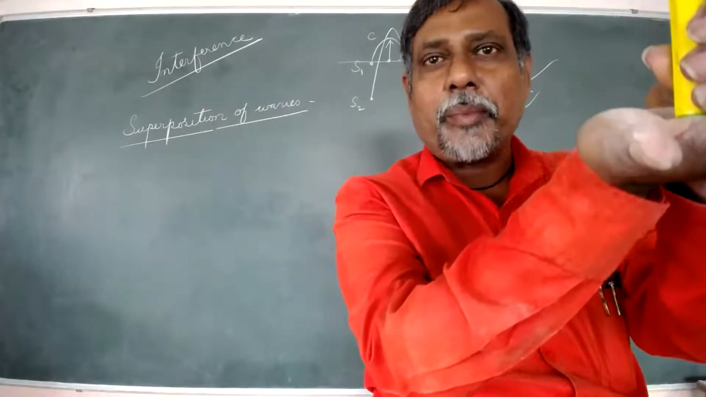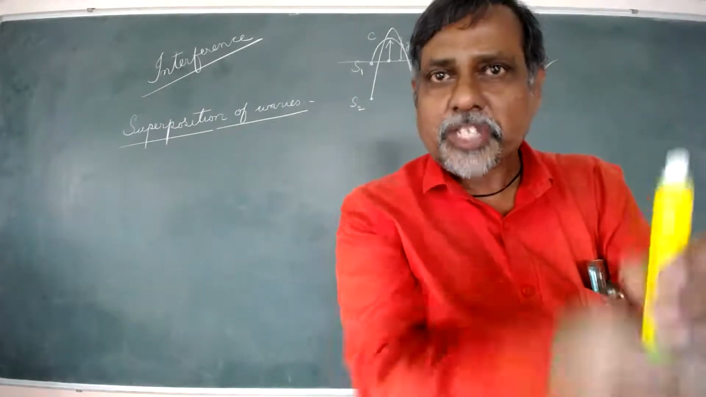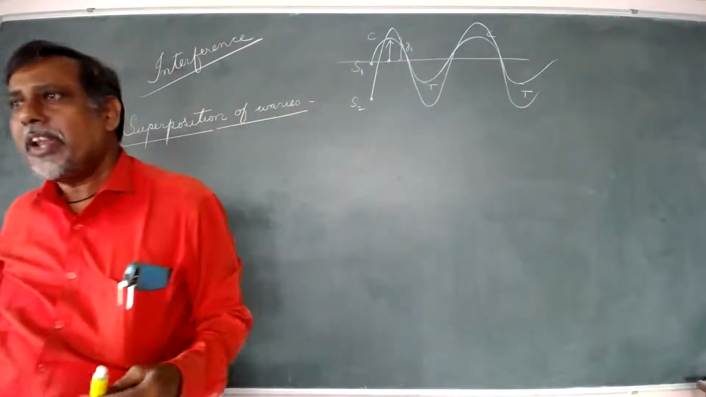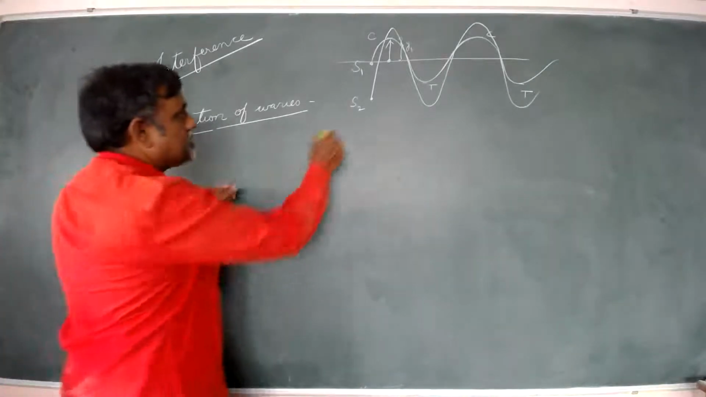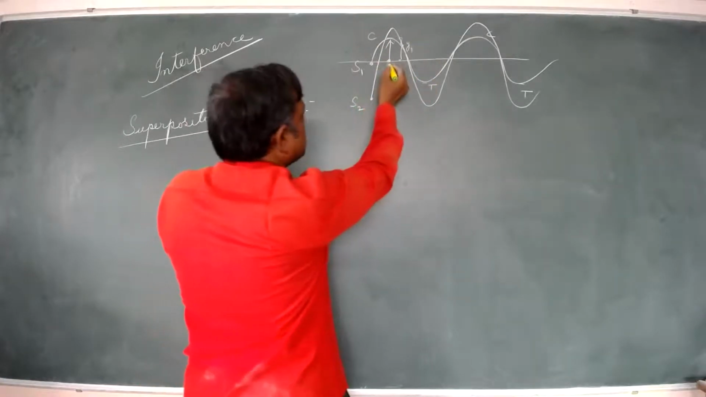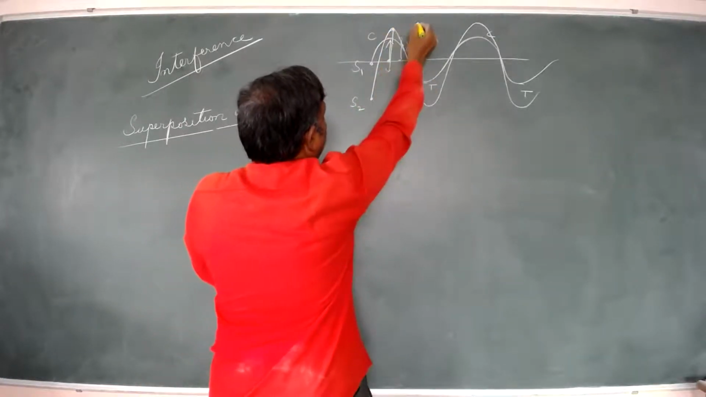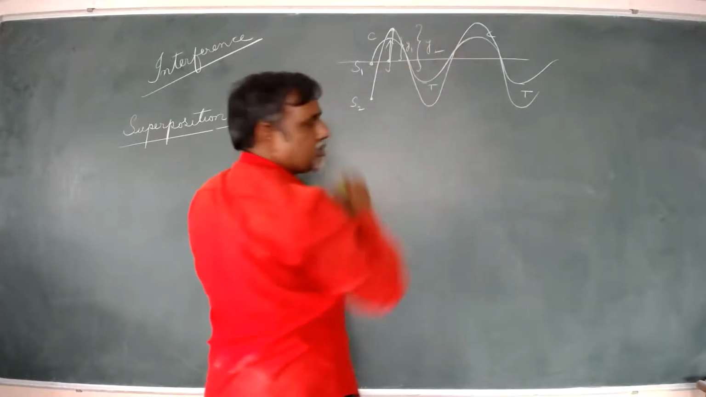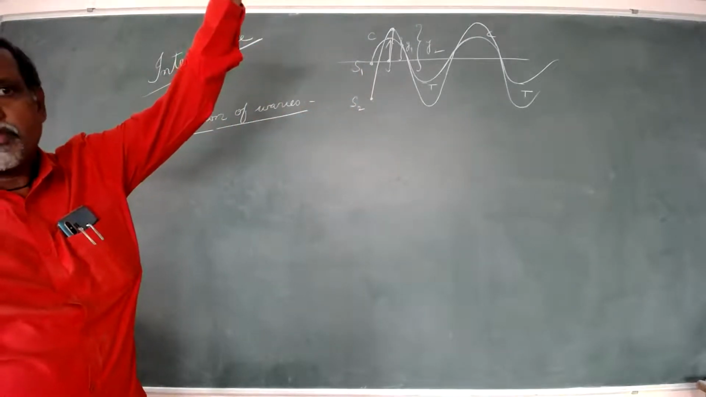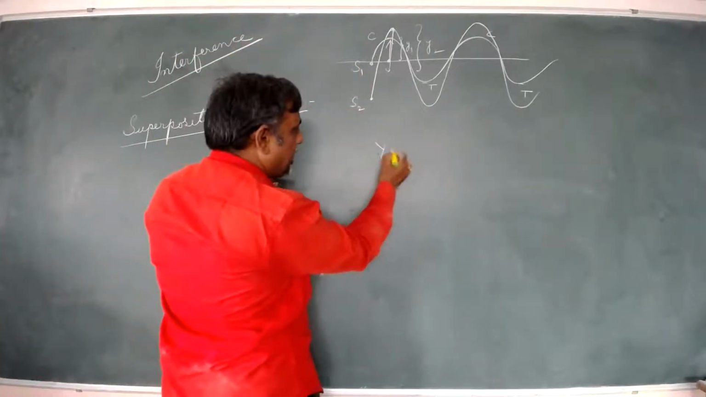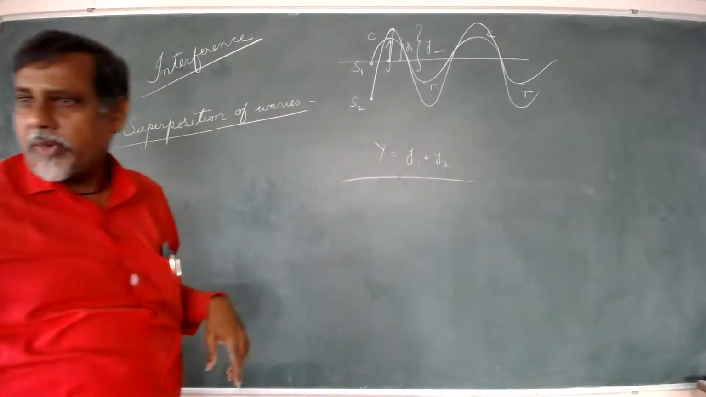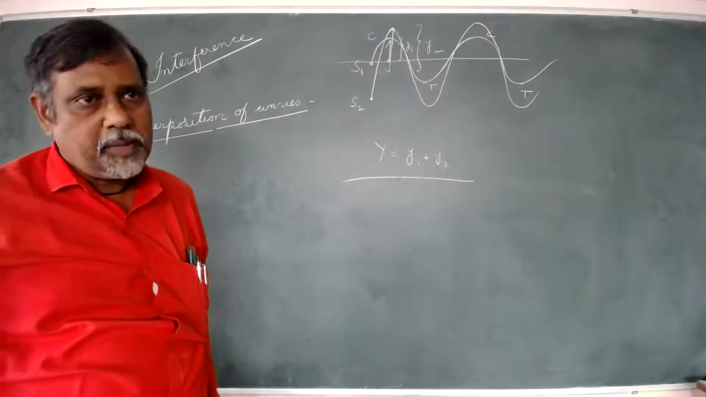Like this, by means of S1 upward direction, by means of S2 upward direction, the resultant displacement will increase. Since these two displacements are in the same direction, what is the resultant displacement over here? Y1 plus Y2.